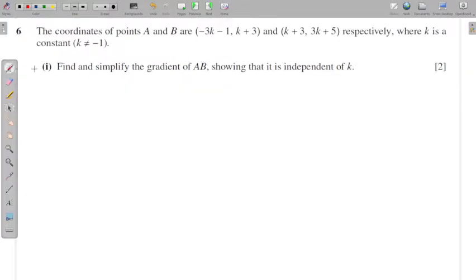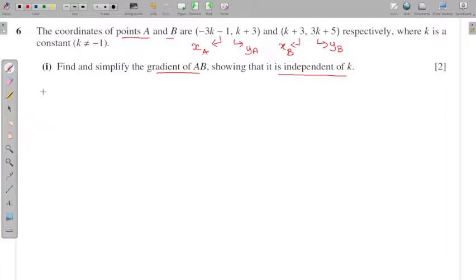So here they have said that the coordinates of points A and B are minus 3k minus 1 comma k plus 3. That means this is the x coordinate of A, and this is the y coordinate of A. This is the x coordinate of B, and this is the y coordinate of B. And they have said that k is a constant and k is not equal to minus 1. So we have to find and simplify the gradient AB, showing that it is independent of k. Okay, so let's do that.